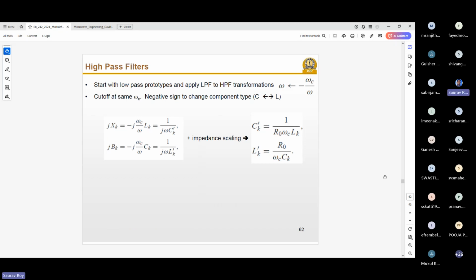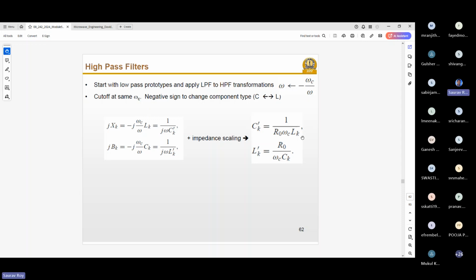And now, so far we have seen only low pass filters, right? So if you have to design a high pass filter, what do you do? Actually, it is quite easy. If you know all the parameters for a low pass, the theory says you can just replace the frequency with omega c by omega. That means your inductor and capacitor values will actually interchange.